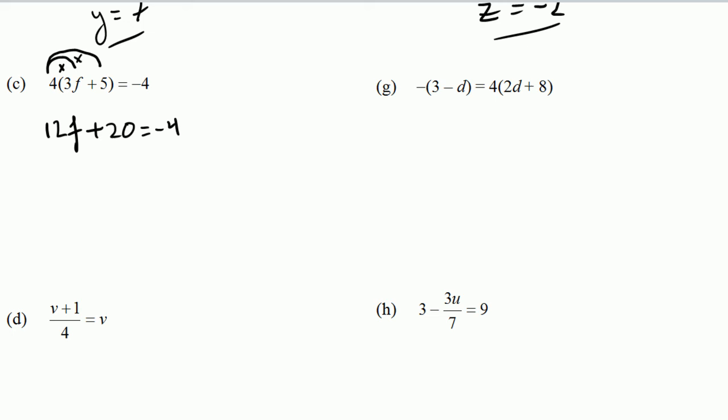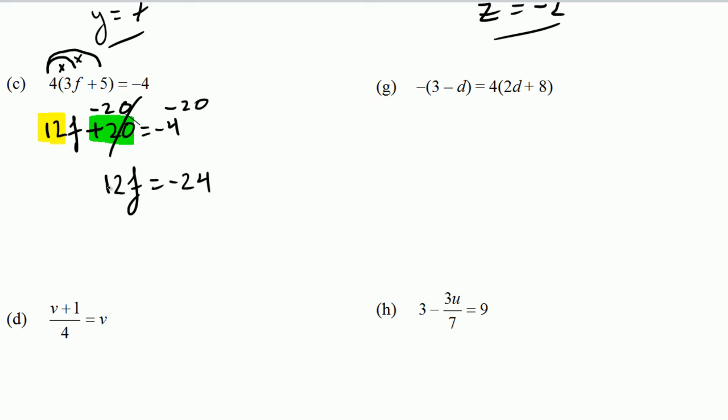Now, just as in the second question we did, we have f being multiplied by 12, and then 20 being added. And so we go in reverse BODMAS order. So first we'll look for any addition or subtraction, and we have addition over here. So we do that first. So we do minus 20 to get rid of the plus 20 on both sides. So that gets cancelled. And we're left with 12f equals minus 4 minus 20 is minus 24. Again, just do it in a calculator if you're not sure.